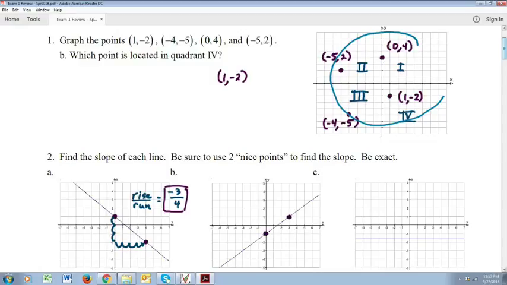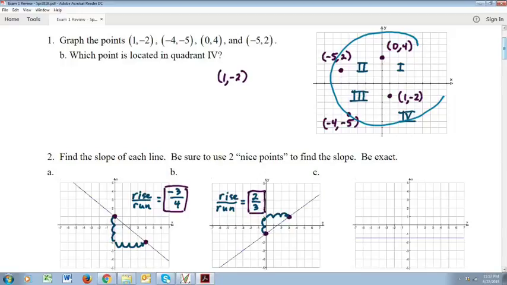So you can see there's a couple of points that are what I'd call nice points. 0, negative 1, and 3, 1. And then we'll find the slope using rise over run. So we're going to have to rise 2 and run 3. And so the slope is 2/3.